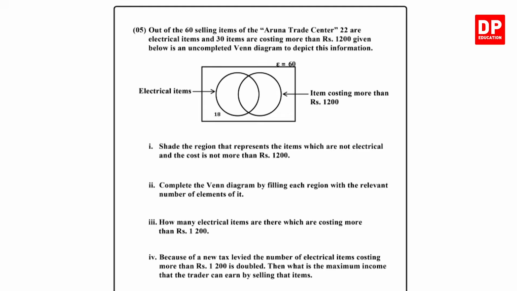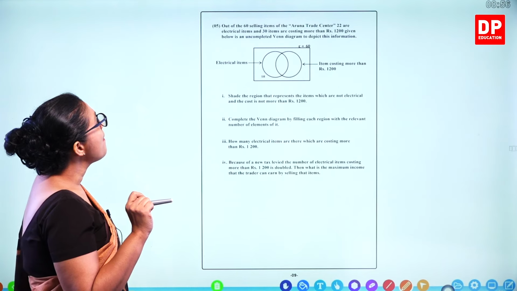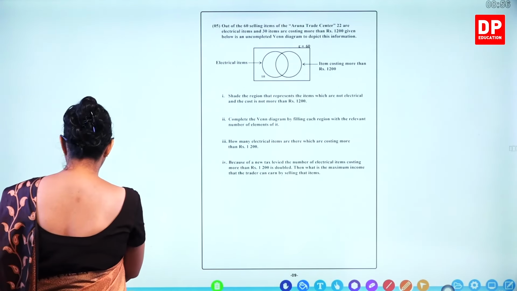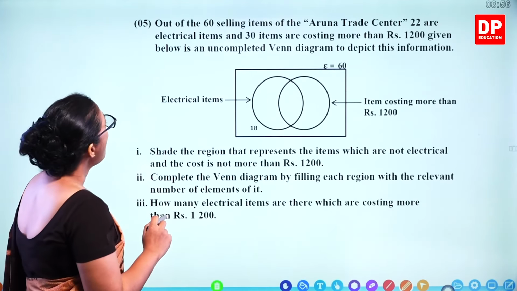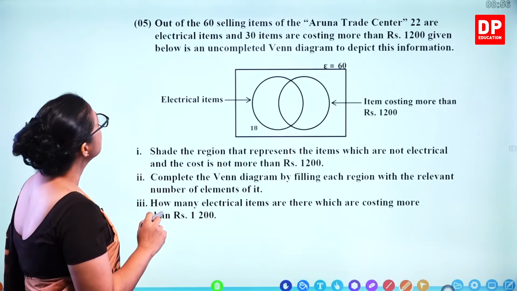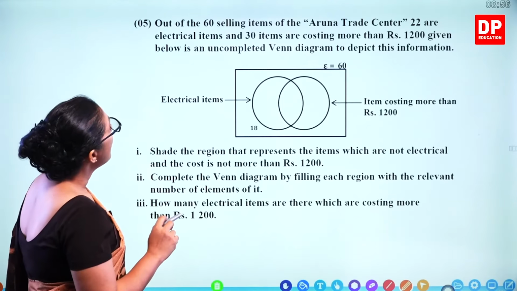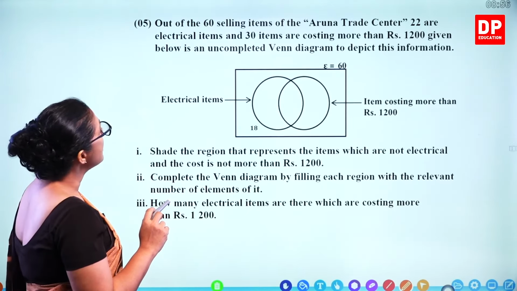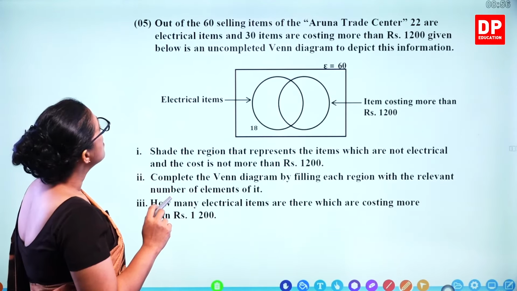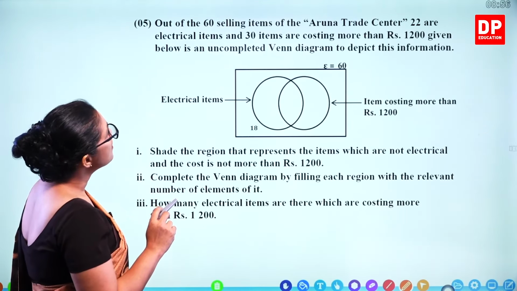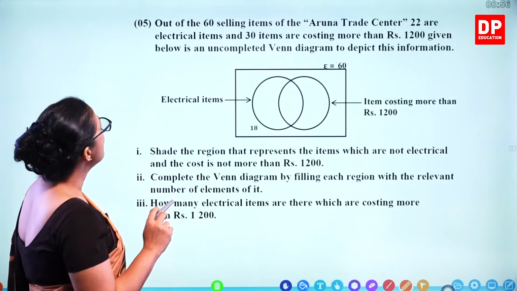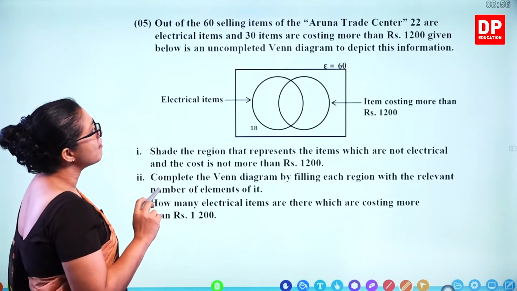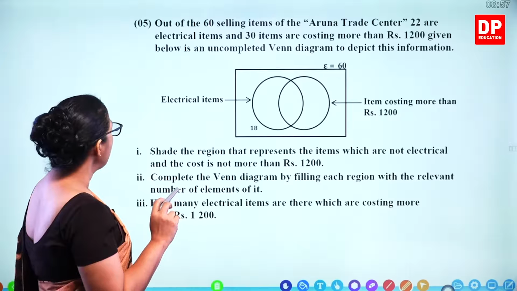Now you can try the last question in paper 1. Out of the 60 selling items of Aruna Trade Center, 22 are electrical items and 30 items are costing more than 1,200. Given below is an incomplete Venn diagram to depict this information.